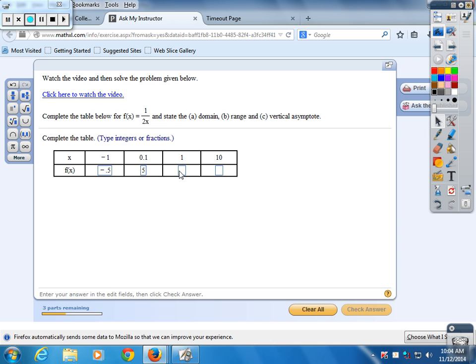Y'all help me out if I mess up. 1 over 2, that's 0.5. And then 1 over 20 is equal to, let me think, if you divide both by 10, that'd be 0.05. Somebody help me out.